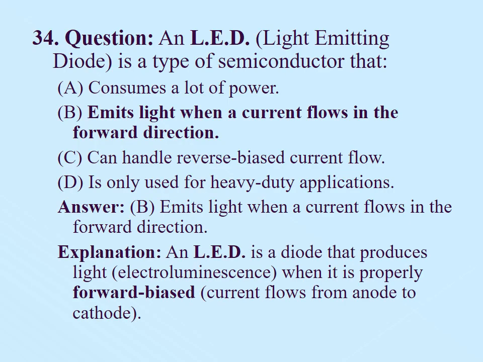An LED is a diode that produces light when it is properly forward biased. Current flows from anode to cathode.